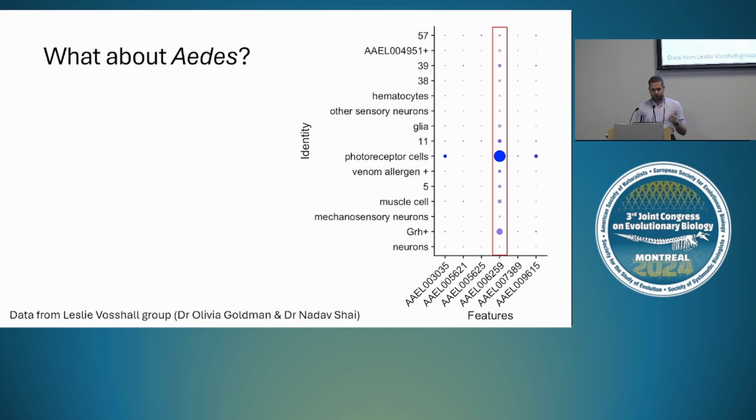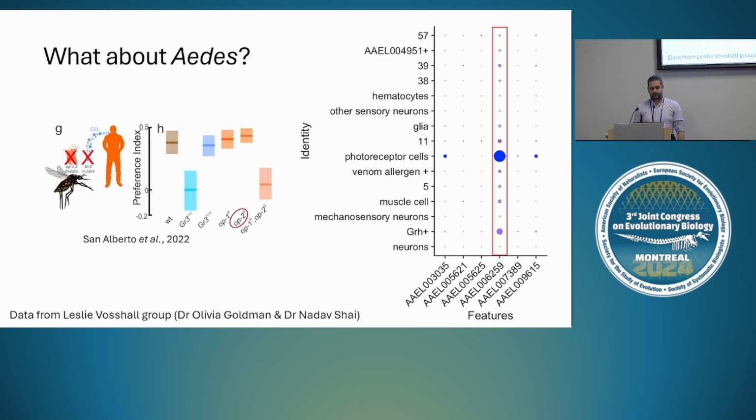And I was lucky that some collaborators at Rockefeller University did the same single-cell atlases in the other biting species, which is Aedes aegypti, which is a vector of yellow fever. The only thing that I want to point out is this square, which is one long wavelength opsin gene, which is mainly expressed in photoreceptor cells, but has a high expression in a lot of different cells, including odorant receptor cells. And guess who it is? It's the one that if you knock it out, it will remove the preference for human skin.